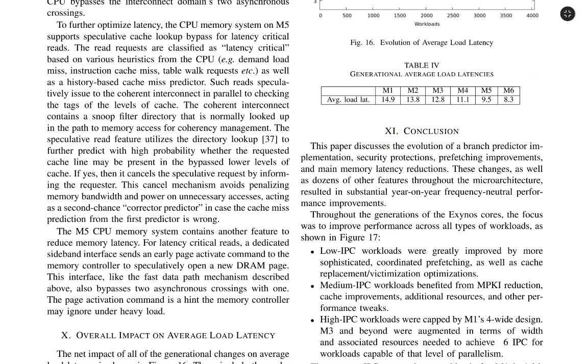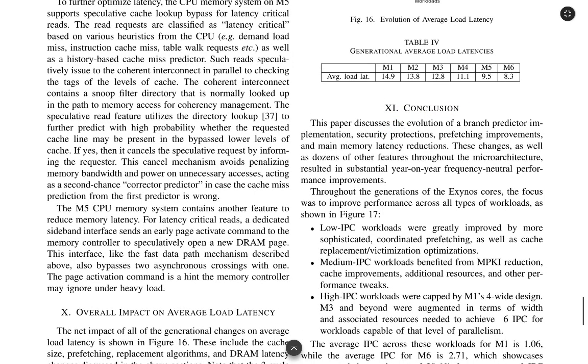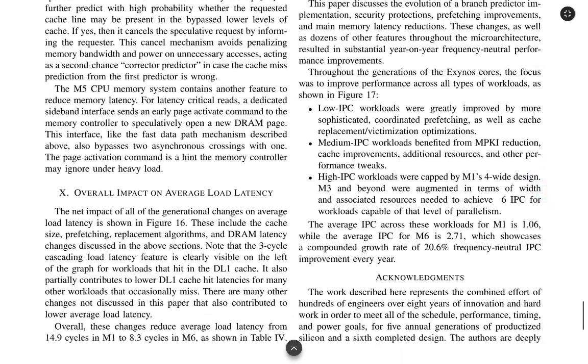Chapter 11. Conclusion. This paper discussed the evolution of branch predictor implementation, security mitigation, prefetching improvement, and memory latency reduction. These changes, as well as dozens of other features throughout the microarchitecture, result in a substantial year-on-year frequency neutral performance improvement. Throughout the lifetime of the Exynos core, the focus was to improve the performance across all types of workloads, as shown in figure 17.